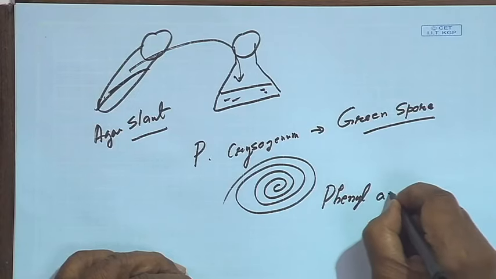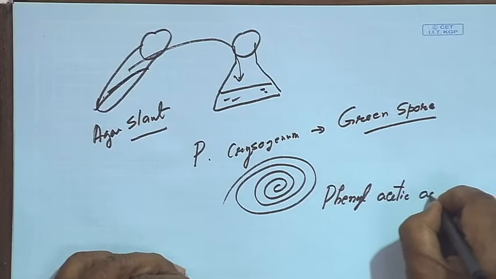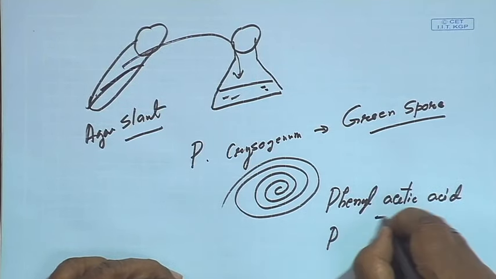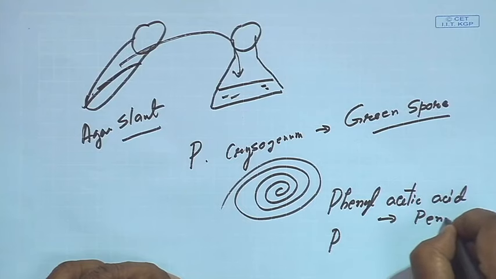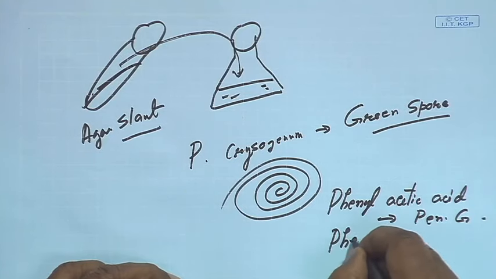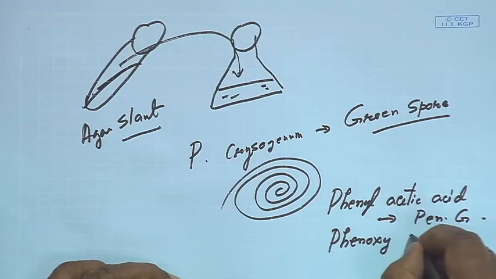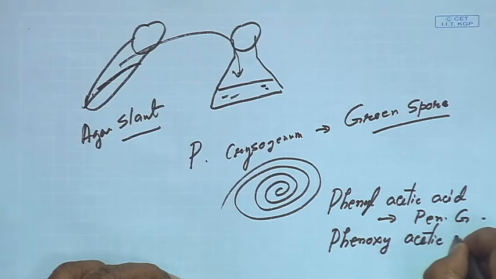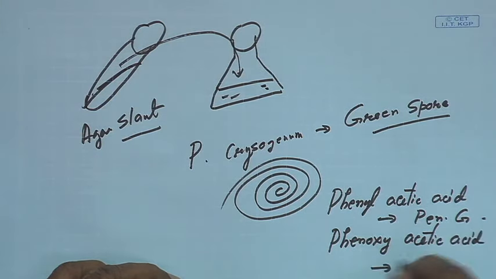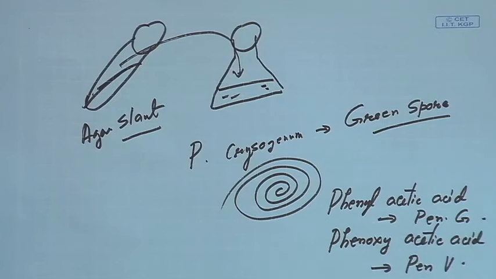For the production of penicillin G, we use phenylacetic acid. And in case of penicillin V, phenoxyacetic acid. So we use two different precursors. This is the precursor that is required for the penicillin fermentation process.